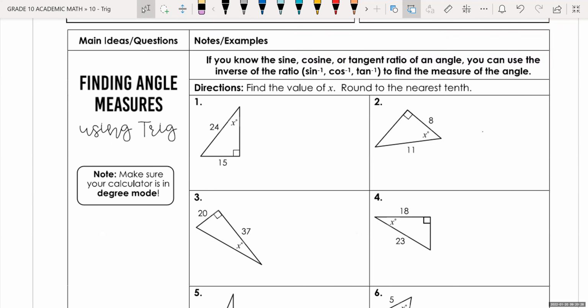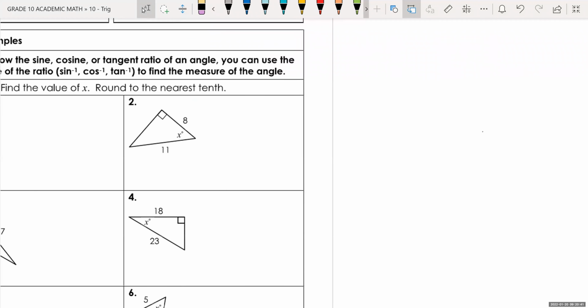Let's take a look at the notes. It says, if you know the sine, cosine, and tangent of any angle, you can use the inverse of the ratio, sine inverse, cosine inverse, tan inverse, to find the measure of the angle. So that leads us to a very, very important rule, and that is we are trying to find the angle of anything, not angel, angle.